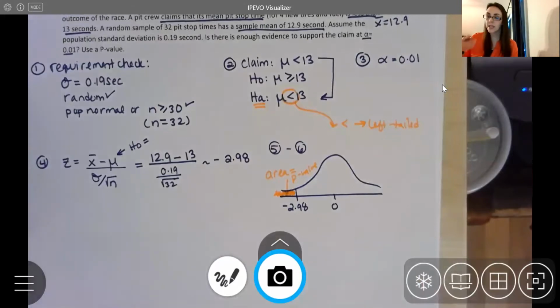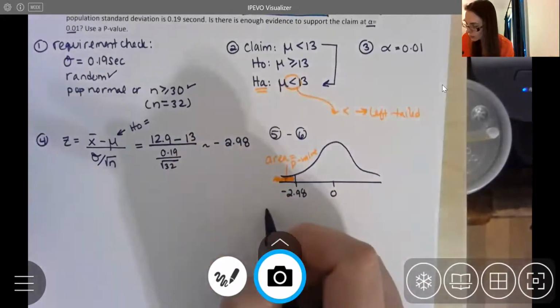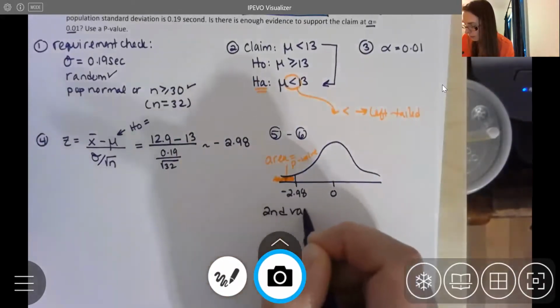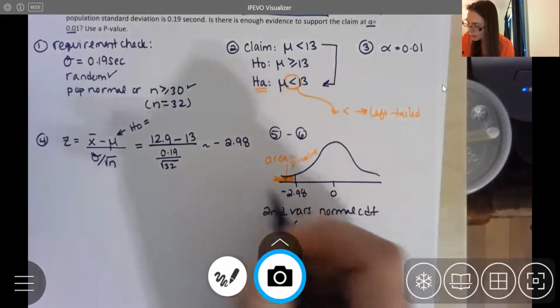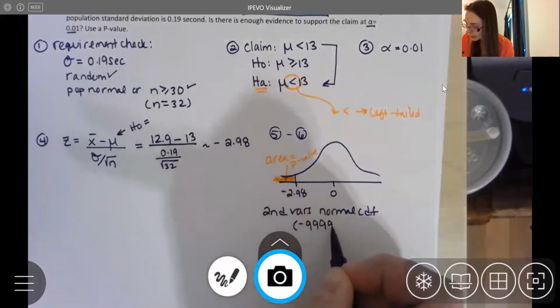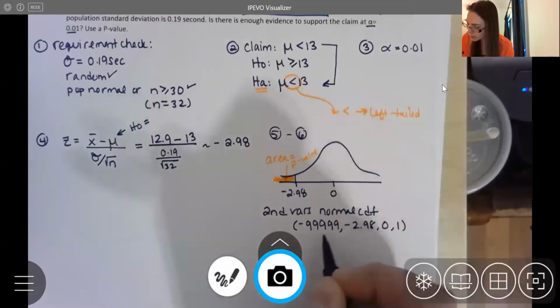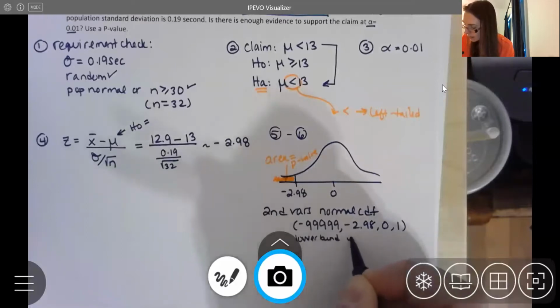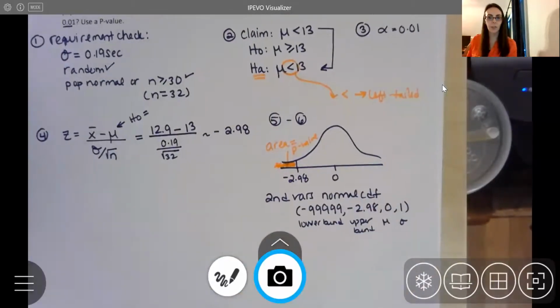Now you can use the table in the back of the book, or you can use your calculator. If we use our calculator, it's second distribution, and we're going to use normal CDF. Now my lower bound here is negative 99999. My upper bound is negative 2.98, and then I have my mean and my standard deviation. So I hope you're taking good notes on this page, because this is your guideline for hypothesis testing here. So let's figure this out.